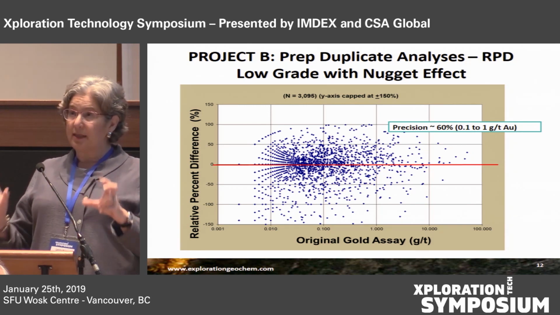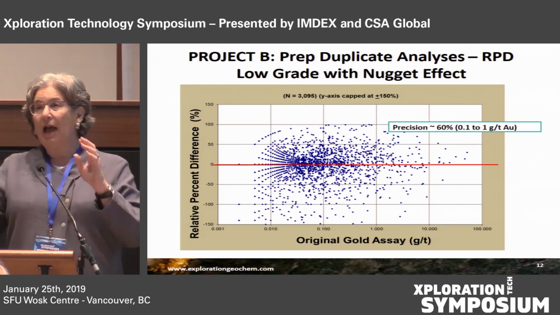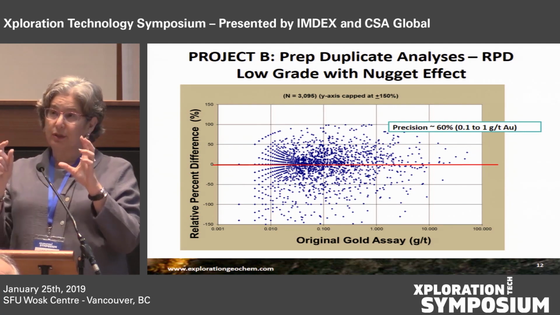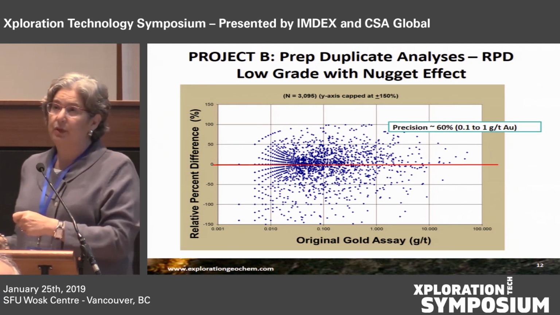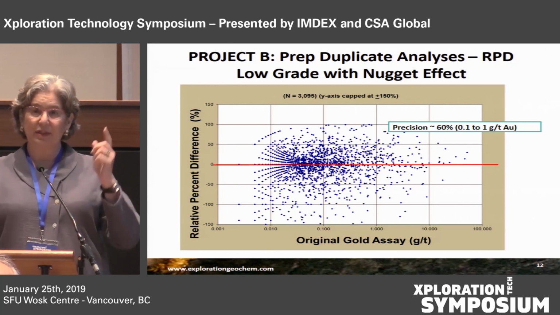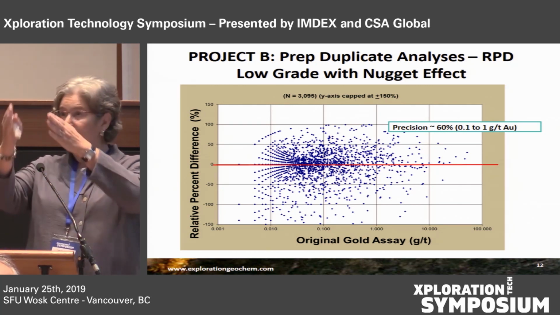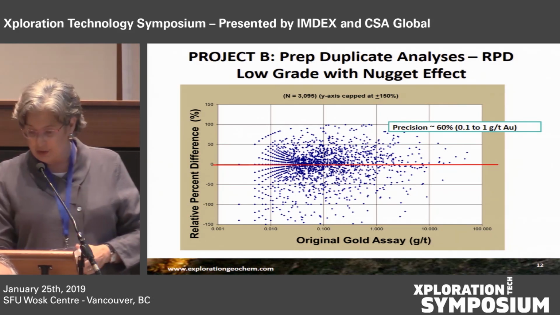The precision is a little worse in that same grade range, 0.1 to 1 gram. But you have to remember that the precision of the prep duplicate analysis includes the, let's call it, error associated with taking the sample of the coarse material plus the inherent sampling of the pulp, right? Because I've actually done 2 steps to get to these numbers. So it's a combination, it's cumulative.